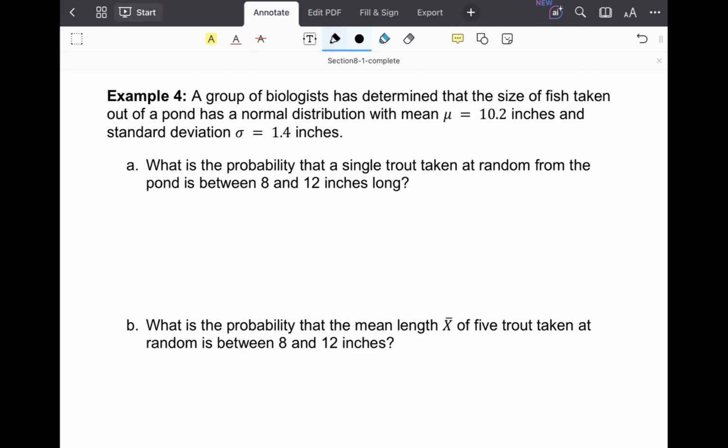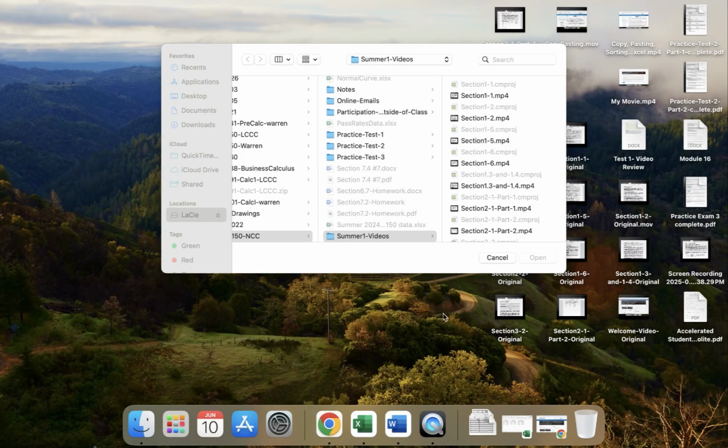Okay, so this actually is just a normal distribution, and we're taking a single trout, so it would actually be like a problem that we saw in chapter 7. We plug in the mean of 10.2, the standard deviation of 1.4, and we have two limits, 8 to 12, and that will give us a probability. So I'll show you how to do that.